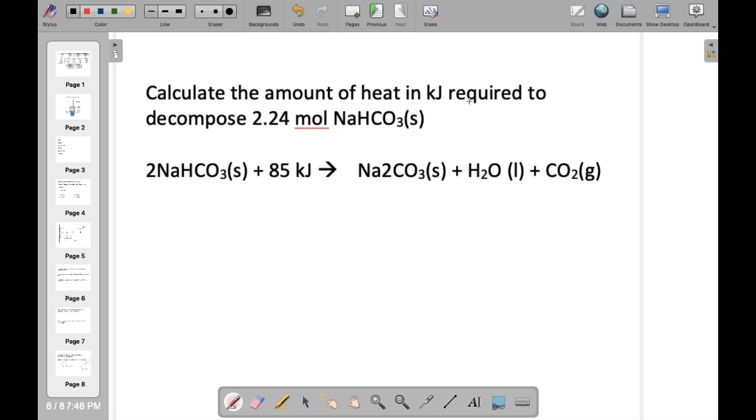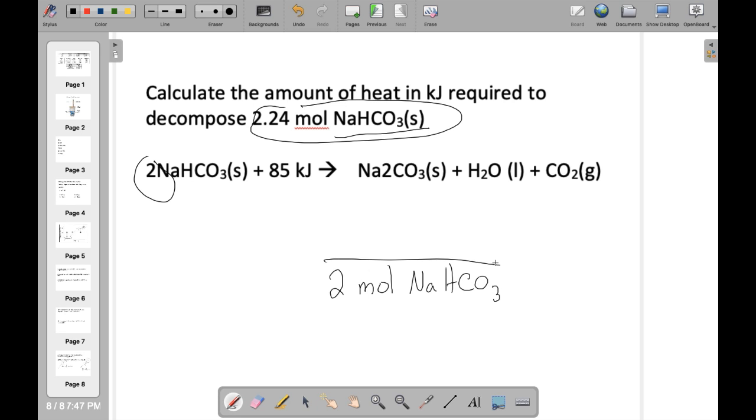So it says to decompose 2.24 moles of, what is this, sodium bicarbonate. So I look over here and you're thinking, how do I do that? Well, let's just use our conversion factors. I have 2 moles of sodium bicarbonate. How much energy does it take for 2 moles to decompose? It needs 85 kilojoules. So that's a conversion factor. 2 moles needs 85 kilojoules, but I have 2.24 moles.